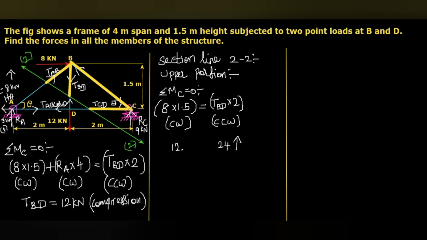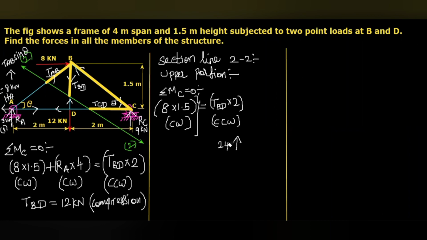So when you take moment about C, that will be eliminated. Okay, so TAB cos theta, we are not going to consider. So only the vertical component, that is TAB sine theta, upward force, and the distance is 4, and this will be in clockwise. That has to be added on the LHS side. Do you understand? That should be added on LHS side. Since this is 12, this is 24.